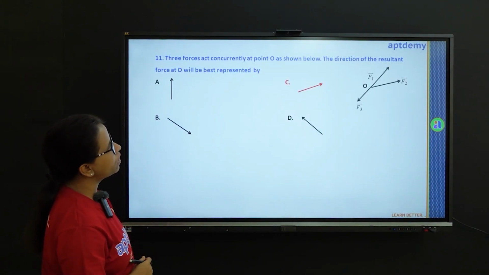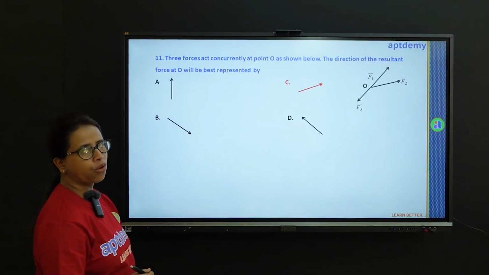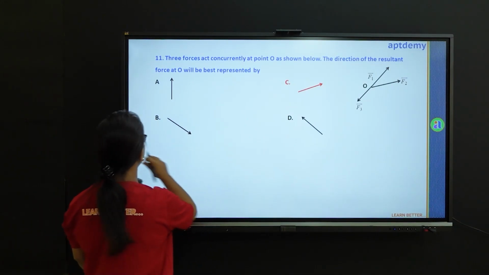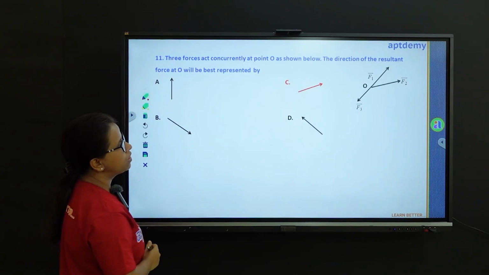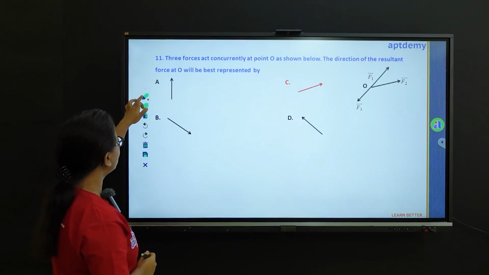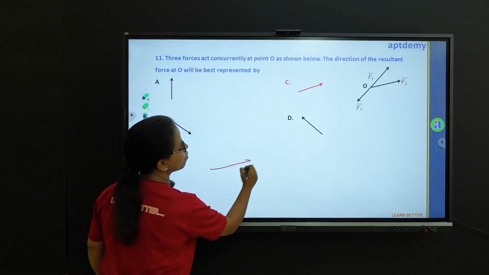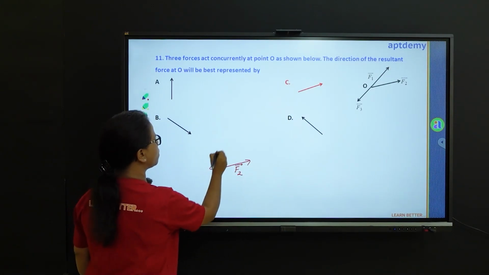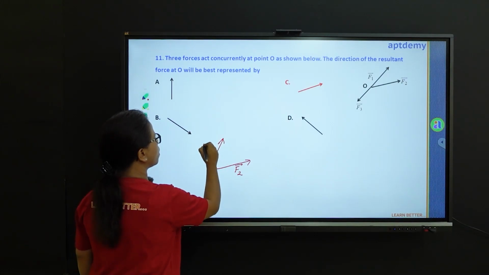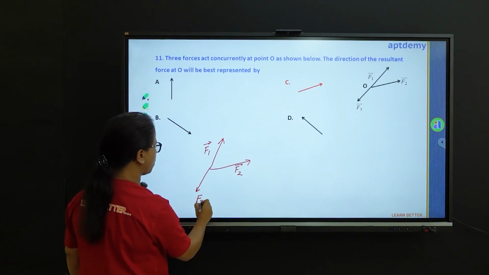Three forces act concurrently at point O as shown below. The direction of the resultant force at O will be best represented by which of the following diagrams? Now have a look at the drawing. We'll simply try to sketch a vector triangle with these vectors following the tip to tail method. Now have a look at this. This was one of the vectors, F2. This was the initial vector, vector F1. And this was the third one, vector F3.